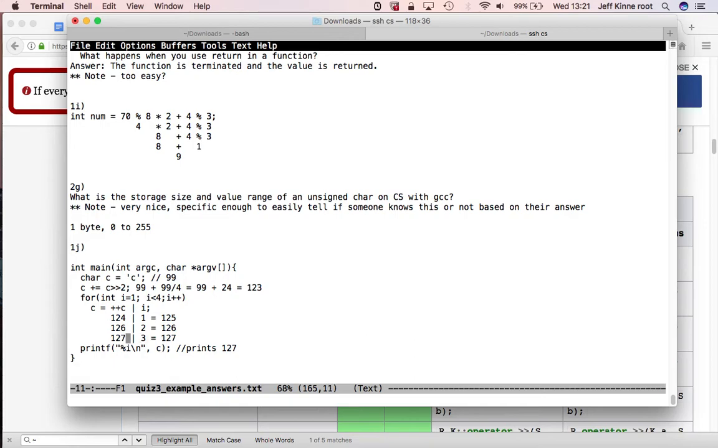That's 127 because the binary for that is 1111 1111. This is the binary, and we already have 3 is 11. Just 11, right? And the rest of these are zeros. So if you OR those together, you still get 127.